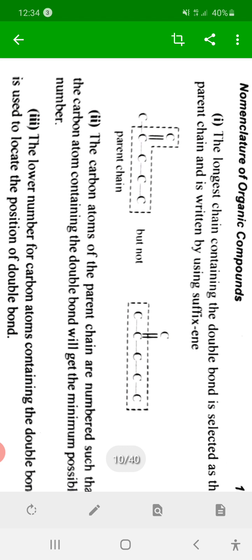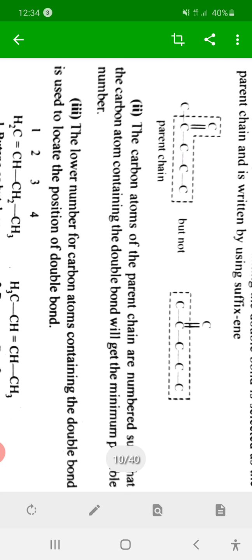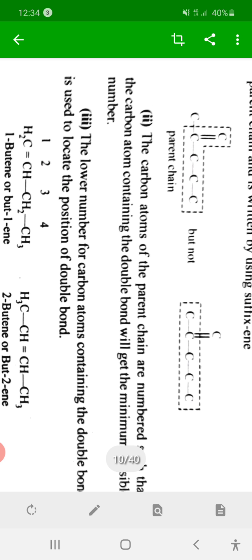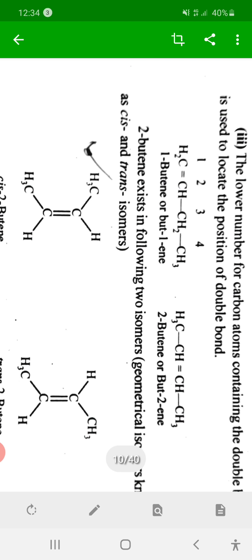In the second way here, consider these two examples. In the second method, the double bond is outside. That is not correct. Double bond must be in the chain. Your straight chain considered must possess the double bond. Then this one is a different way. All other rules are the same for selection, for consideration of the parent.